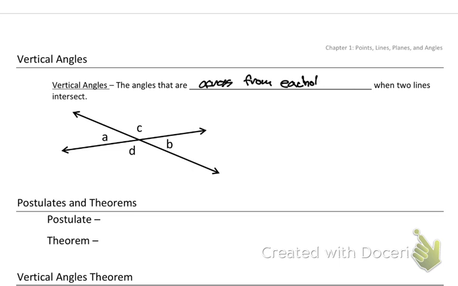So they are angles that are across from each other when two lines intersect. So you need to be able to picture two lines intersecting, and there must be angles across from each other. So we're looking at these right here. Your vertical angles are going to be the ones that are directly across from each other.